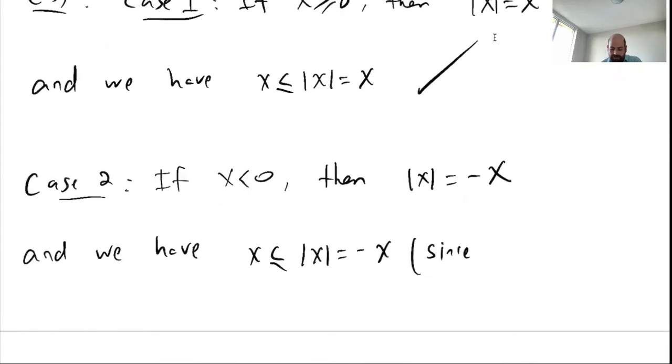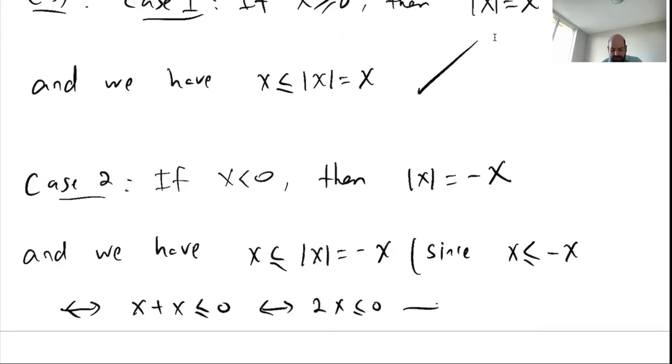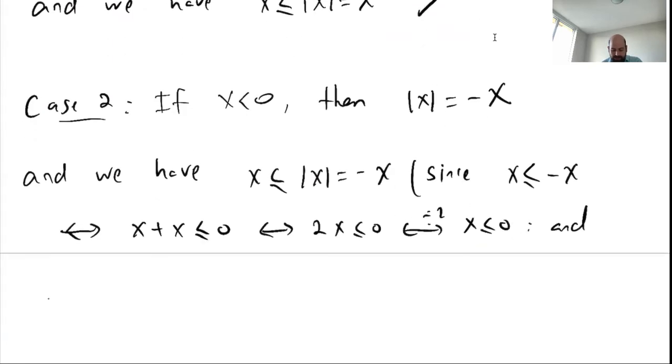What is my claim? What do I want to show? I want to show that x is less than or equal to minus x, right? And when will this be true? Let's do some simple algebra. This will be true if x plus x is less than 0, if I take everything to one side. And this is true if 2x is less than 0. And if I divide by 2, I'll get x less than 0, and x less than 0 by assumption of case 2.